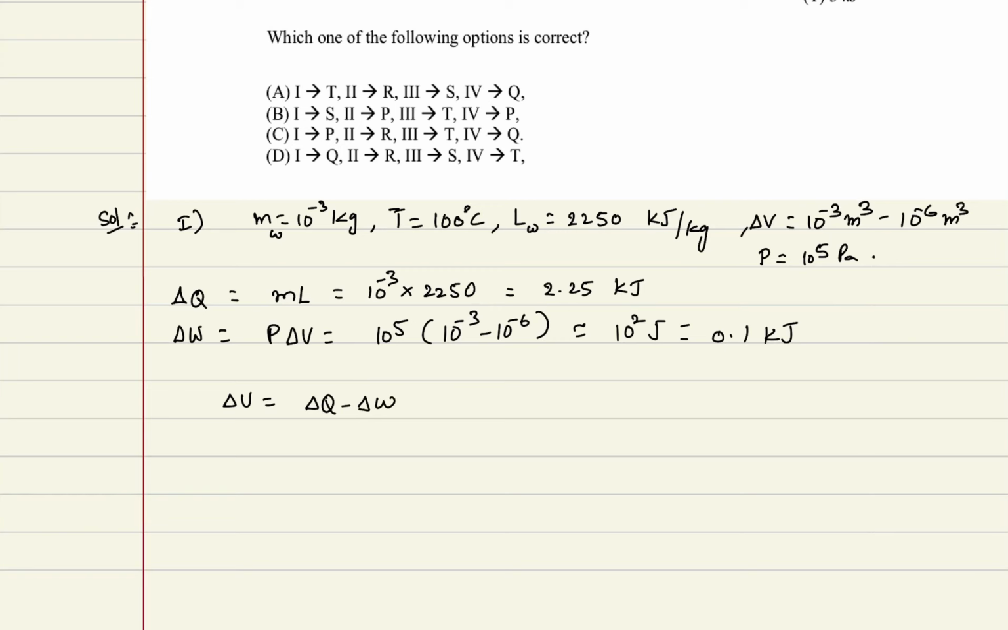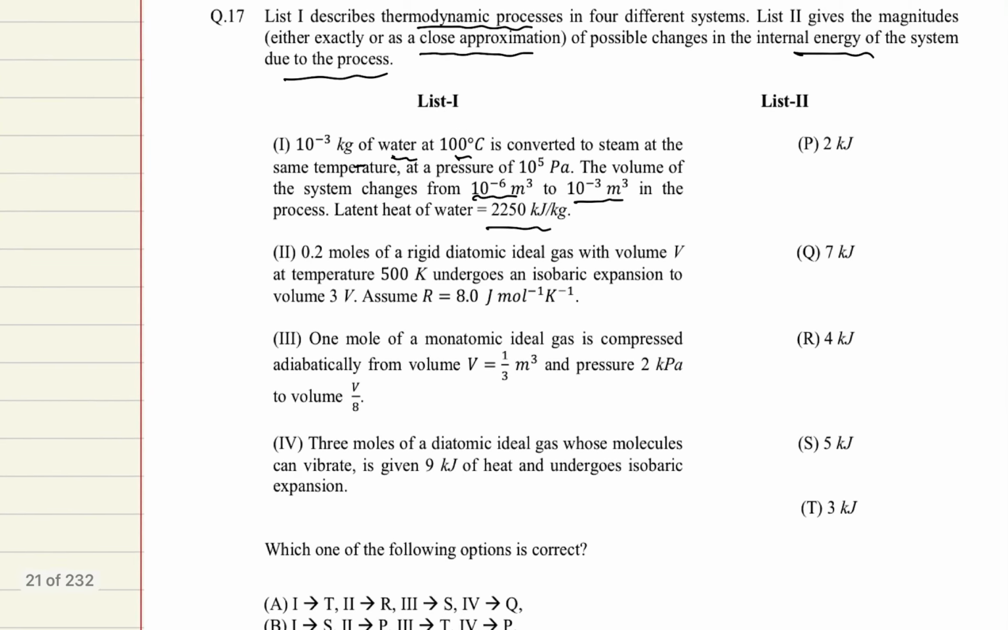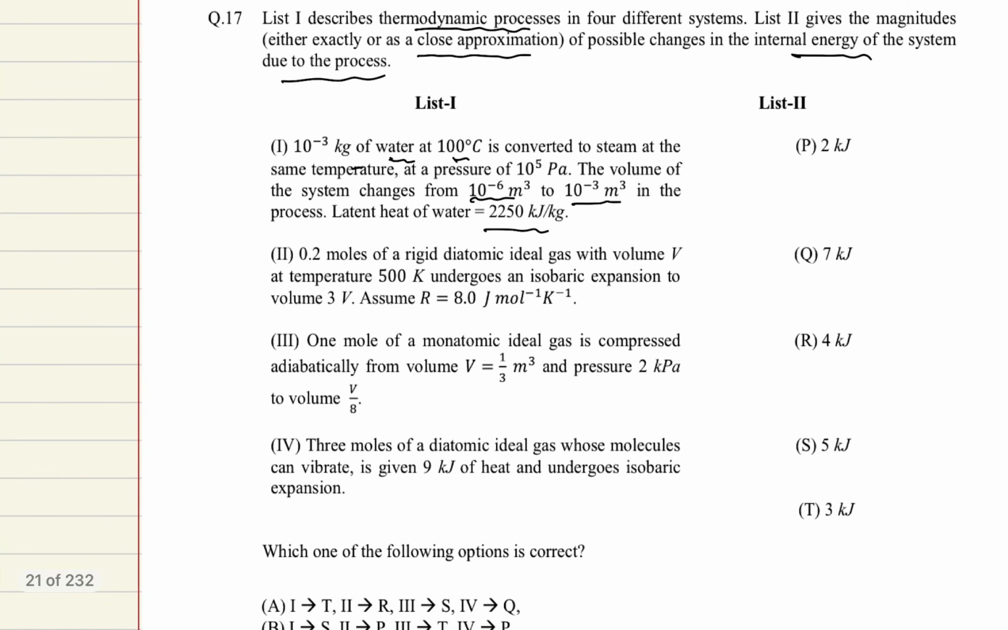You know that delta U is equal to delta Q minus delta W. This value can be written as 2.25 minus 0.1 approximately. The value is 2.15 kilojoule. So it is 2.15 kilojoule.